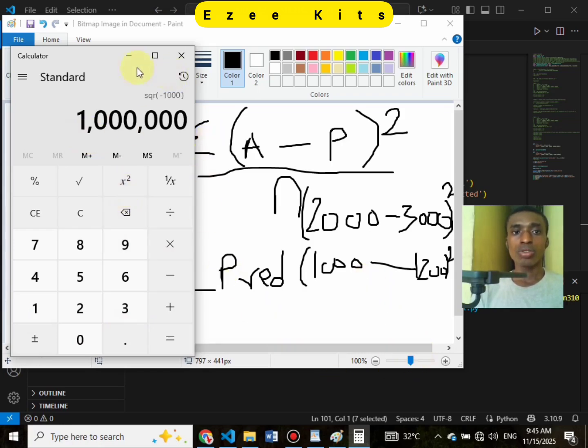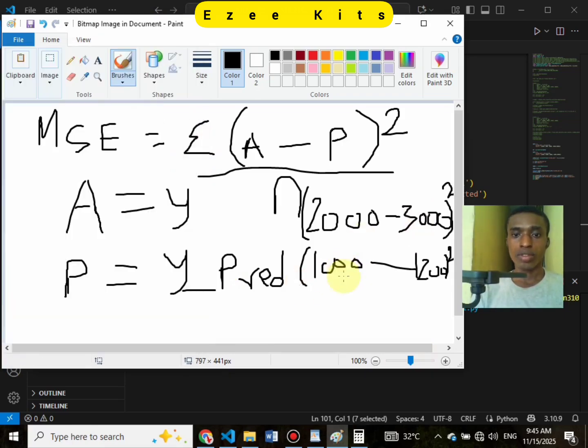And then it's still going to do the same thing for the other ones. For this 1,000, it's still going to do the same. This is going to be minus 200 squared. Then after that, it's going to do the summation, and then divide it by the number of observations. So the lower your mean squared error, the better your model is actually going to perform. We're still going to see how you can actually implement this.